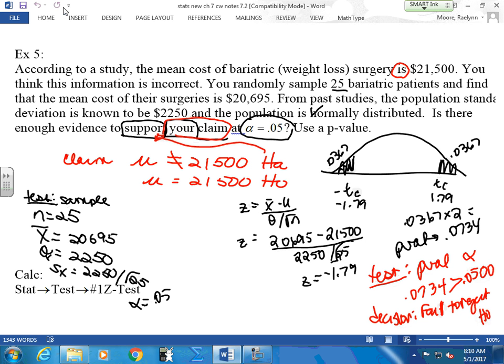So my final answer says this. There is not enough evidence to support my claim that the bariatric cost of surgery is different from 21,500. I'm saying it's different from. They're saying it costs 21,500. There's not enough evidence to support my claim. So let me write this out again. There is not, we're going to follow your chart.